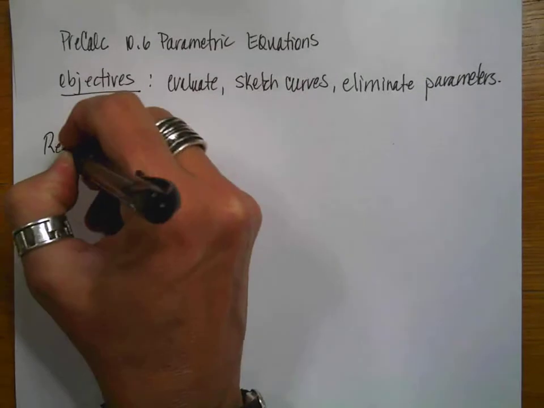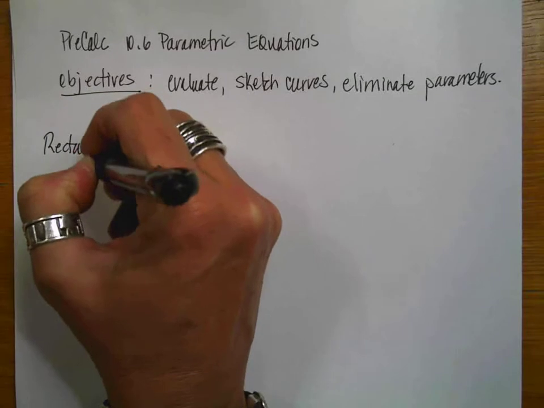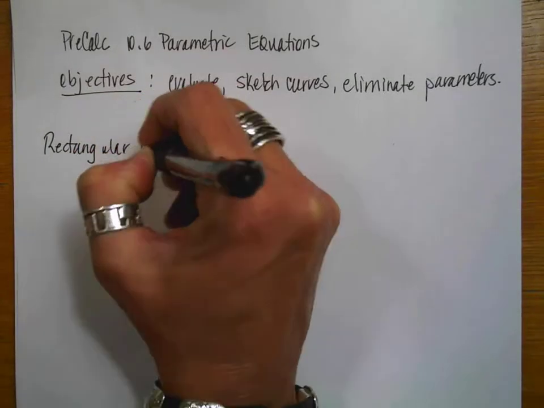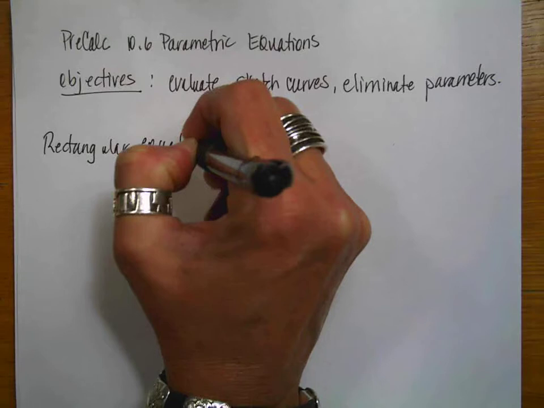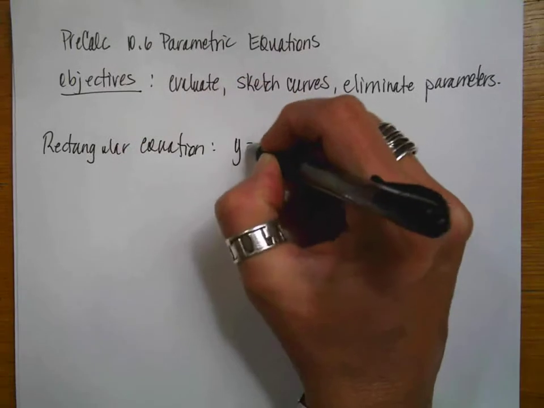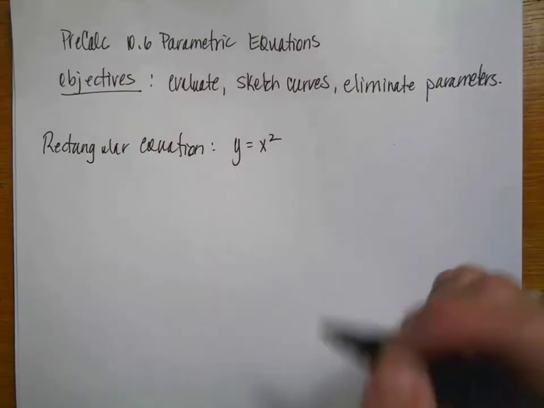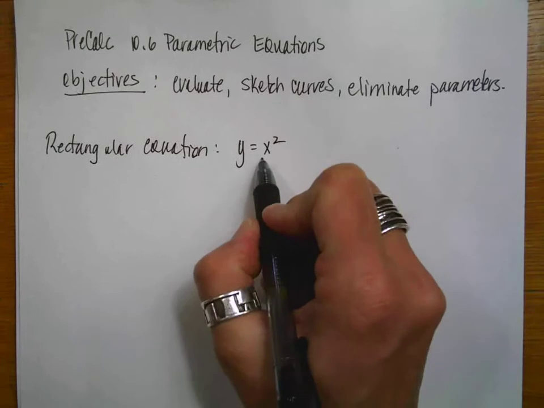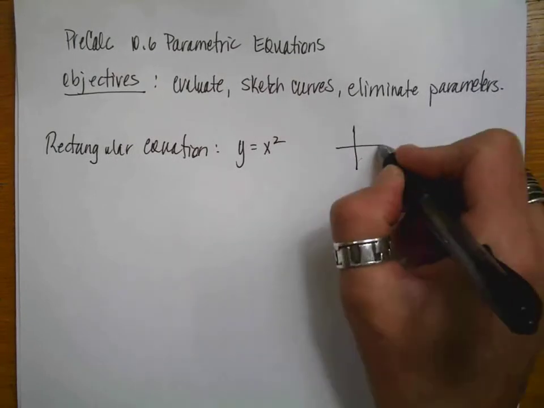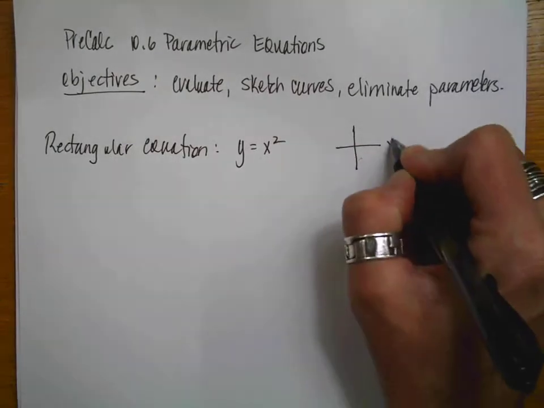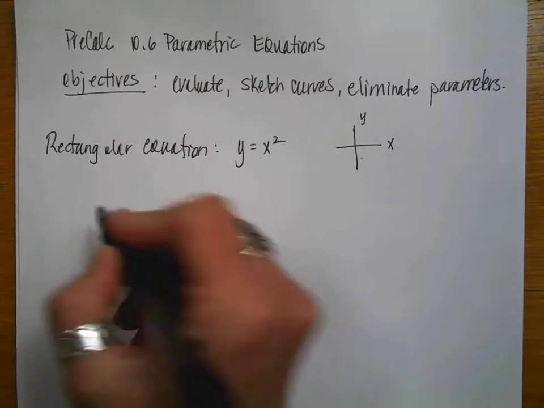So if we talk about rectangular equations, they're going to be in terms of two variables, like maybe y is equal to x squared. So I have two variables, y and x. My Cartesian coordinate system also is in terms of x and y.